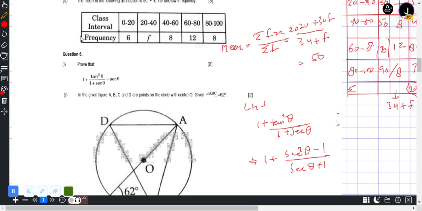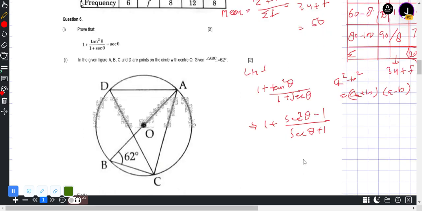Now you know a square minus b square is a plus b into a minus b. Here presume a is sec theta and b is 1. So sec square theta minus 1 is equal to sec theta plus 1 into sec theta minus 1. So we'll break it up.